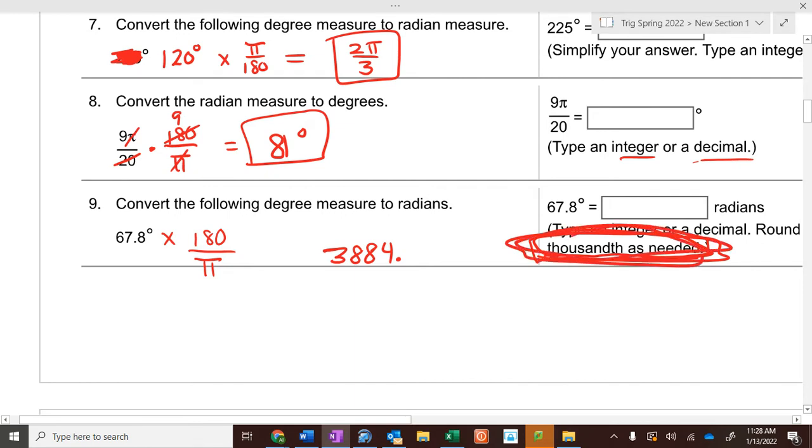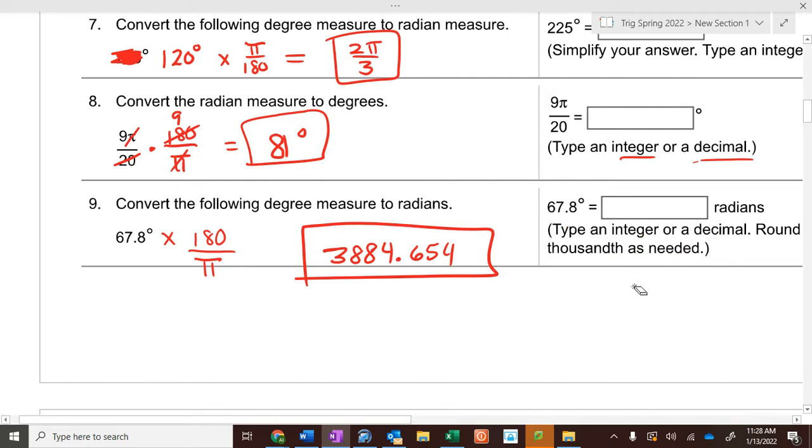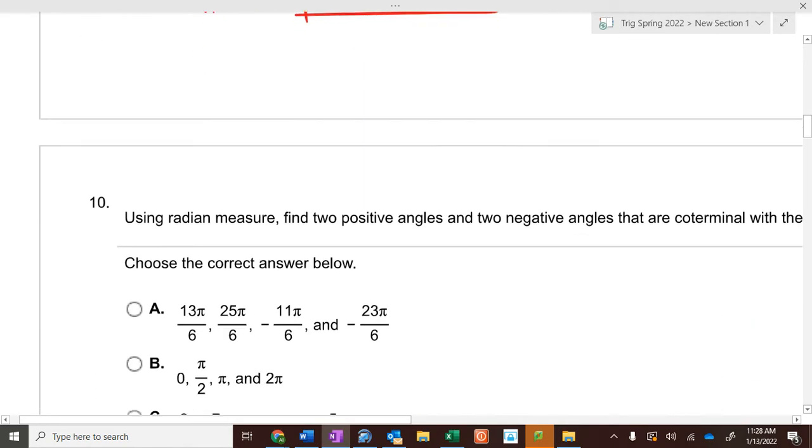Thousandths. So 3 decimal points. So make sure you round to the right place. Because that is upsetting to me if you can't read the directions to round to the proper place. All right.